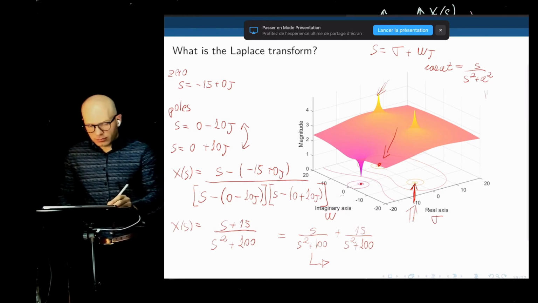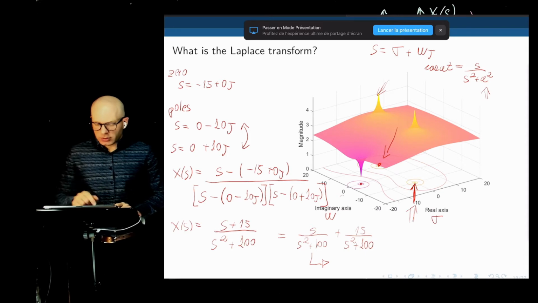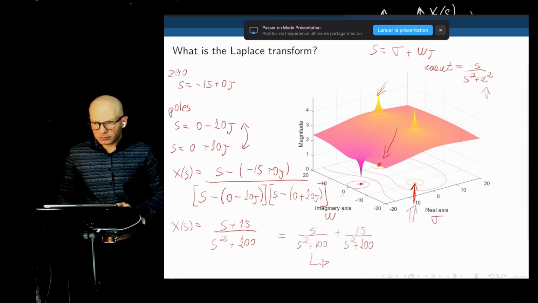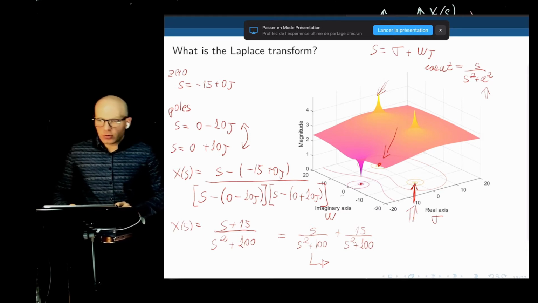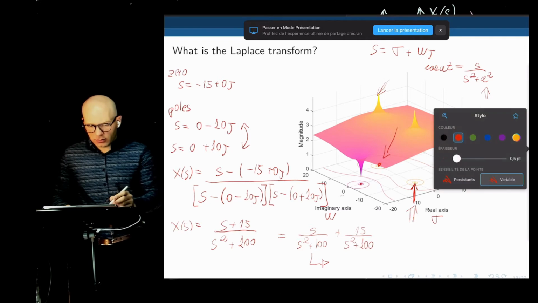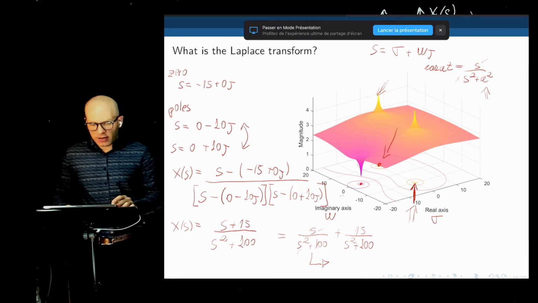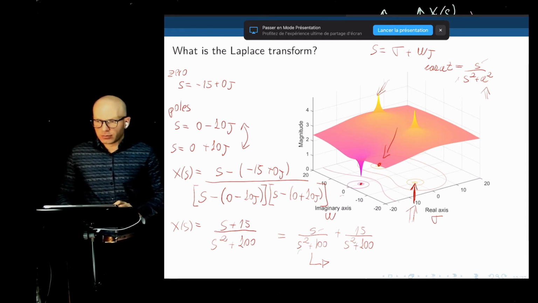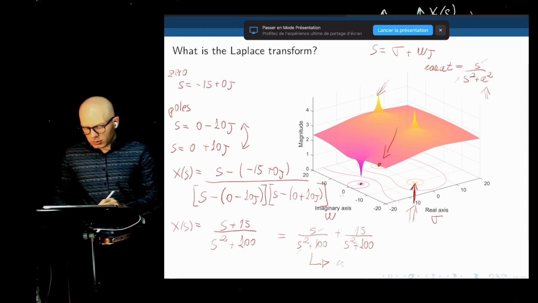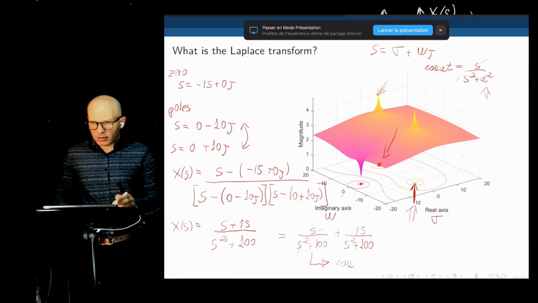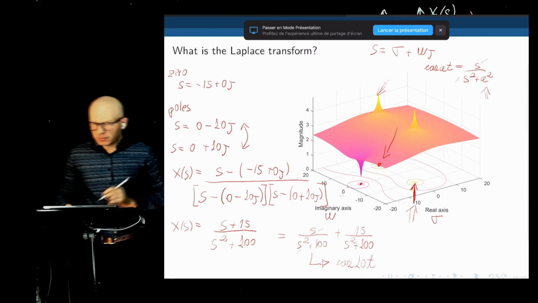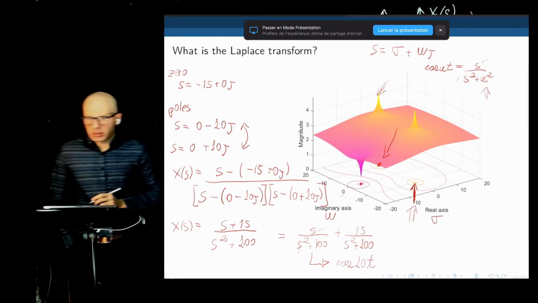Now we are here. What is the inverse Laplace? Compare them. If cosine of AT is that, what is the inverse of S divided by S squared plus 100? We have S on top, we have S on top, we have S squared, we have S squared, and you have A squared equals 100. So the result is cosine of 10t.